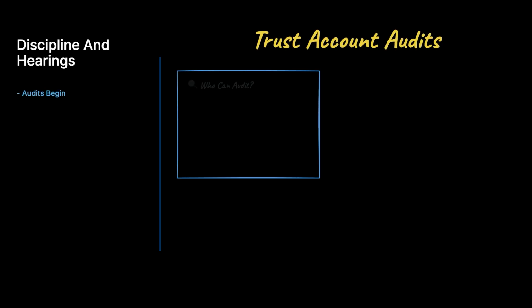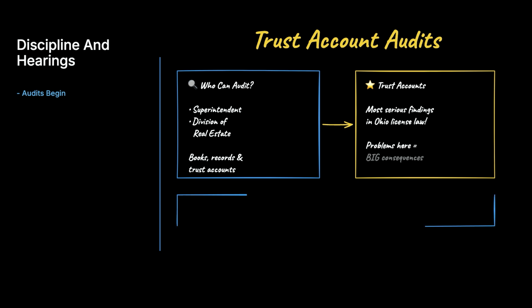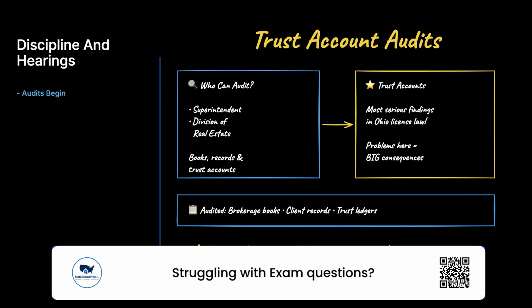Now let's move to discipline, starting with audits. The superintendent and division have authority to audit and examine a brokerage's books, records, and especially its trust accounts. This matters because trust account problems are among the most serious findings in all of Ohio license law. Knowing what gets audited and what follows earns real points.